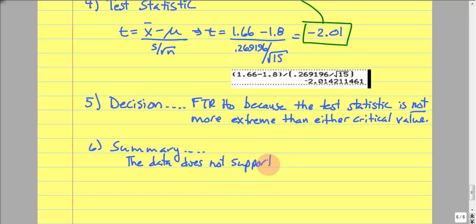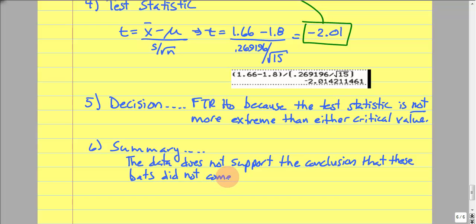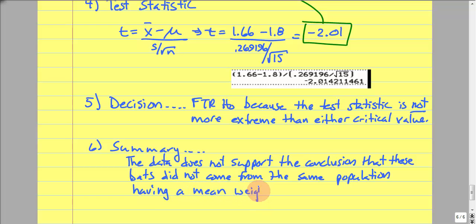Okay, now remember this is in terms of HA. The data does not support the conclusion that these bats, and this is kind of a double negative when you read through it. So the data does not support the conclusion that these bats did not come from the same population having a mean of equal to 1.8 grams. Because this is always written in terms of the alternative hypothesis because that's what we're testing.